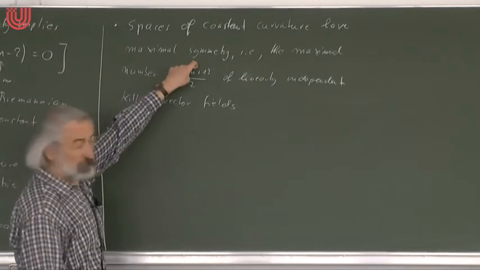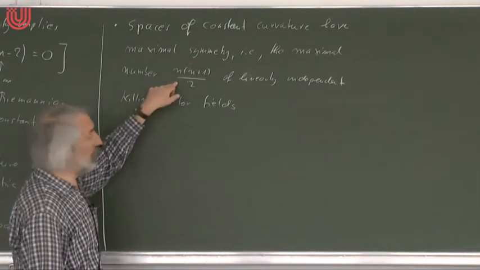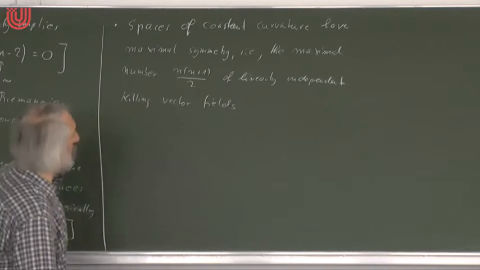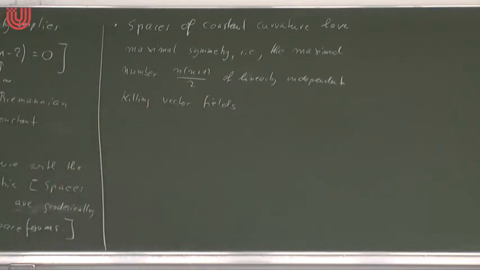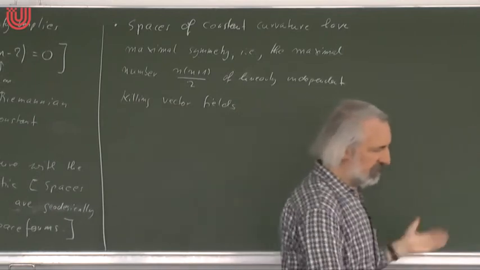3 times 4 is 12, divided by 2 is 6. So the maximal number in 3 dimensions would be 6. So in 3 dimensions we can have a maximal number of 6 linearly independent Killing vector fields. And how could they be interpreted on a 3-dimensional space slice in our manifold?